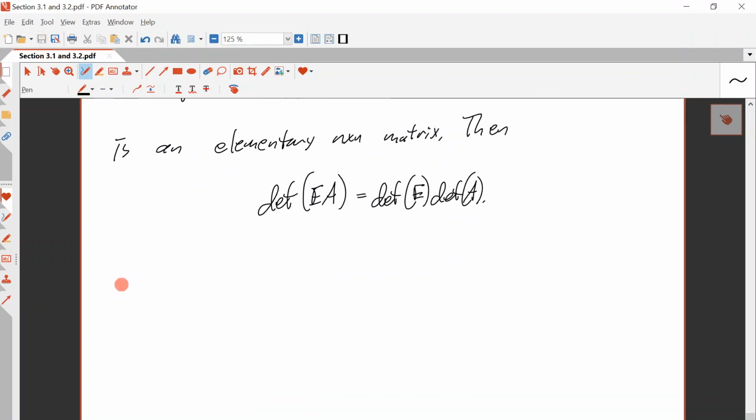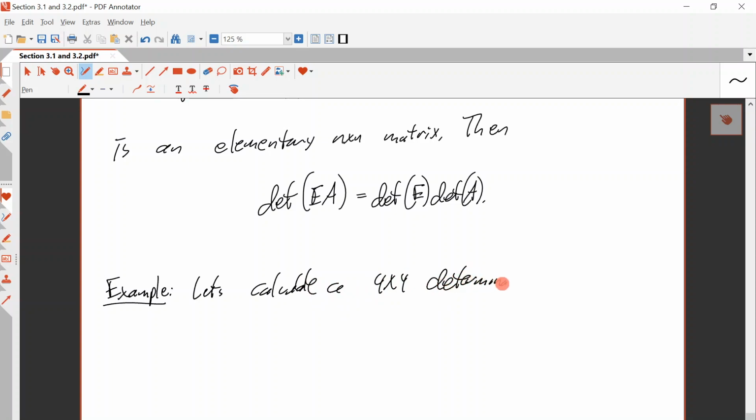So let's do an example. Let's calculate a 4 by 4 determinant using a row reduction to a triangular matrix.